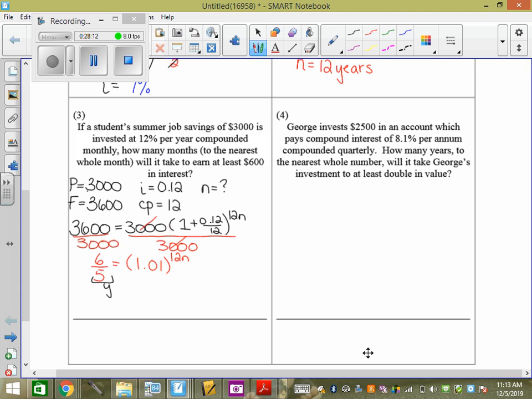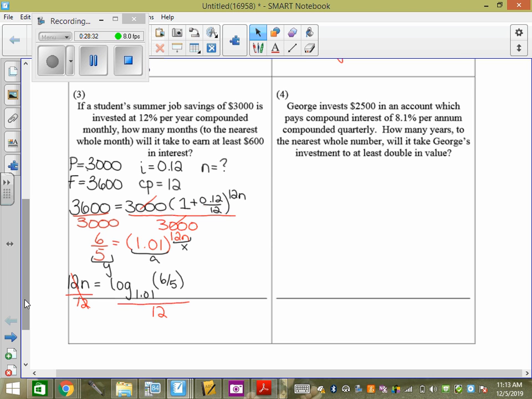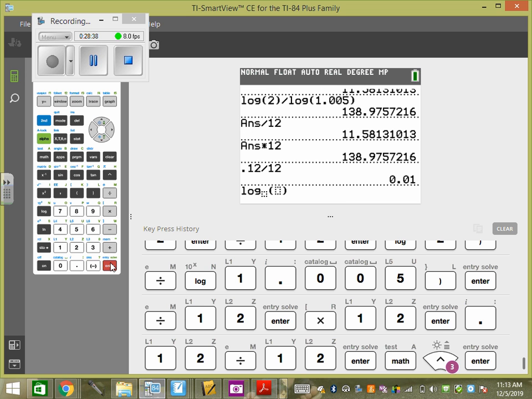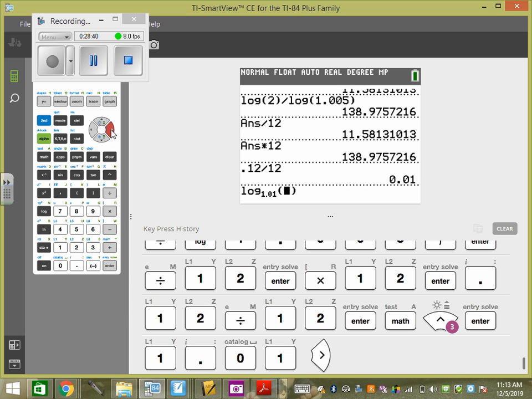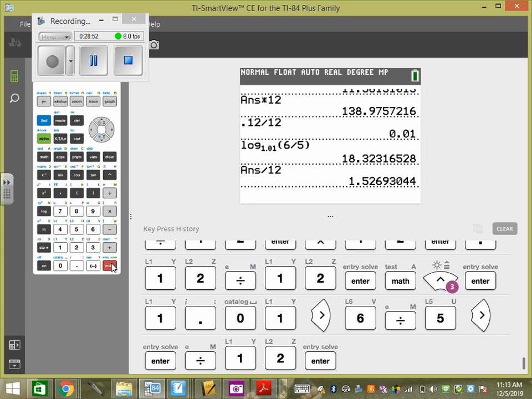Y, A, X, 12n equals log base 1.01 of 6 over 5, and then I just divide by 12. So log base 1.01, 6 divided by 5, enter, divided by, what was it, 12? I have short-term memory loss.